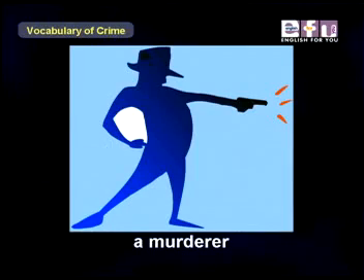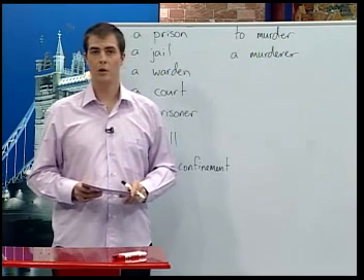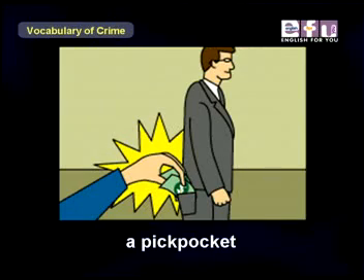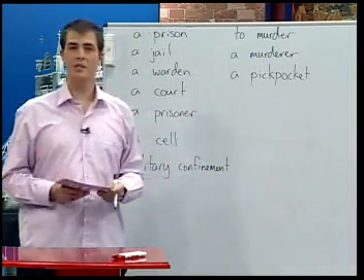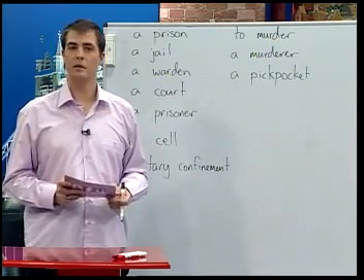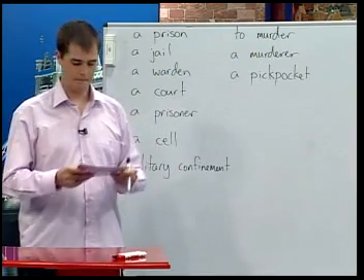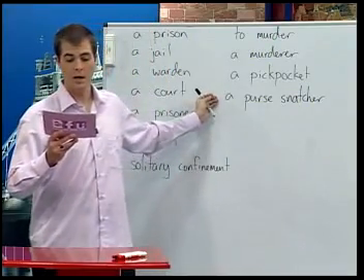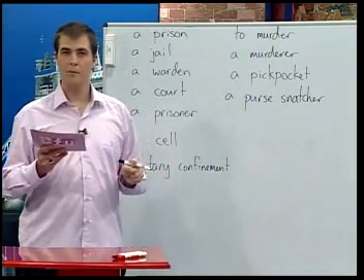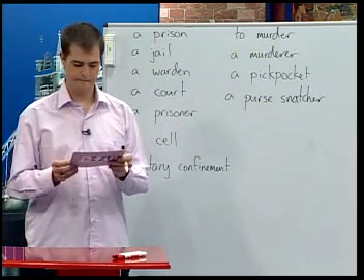And now we have a murderer. A murderer. Well, a murderer is a person who commits murder. A pickpocket. A pickpocket is a person who steals something from someone's pocket, maybe as you are walking down the street. A purse snatcher. This is the person who grabs someone's purse and then runs away with it.